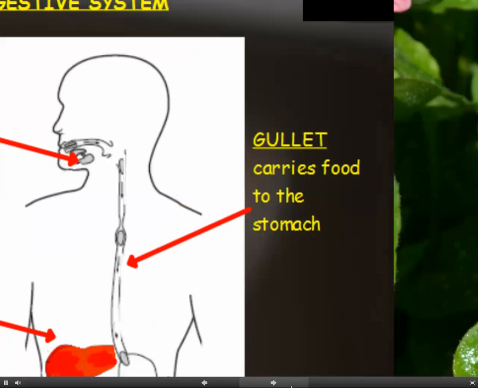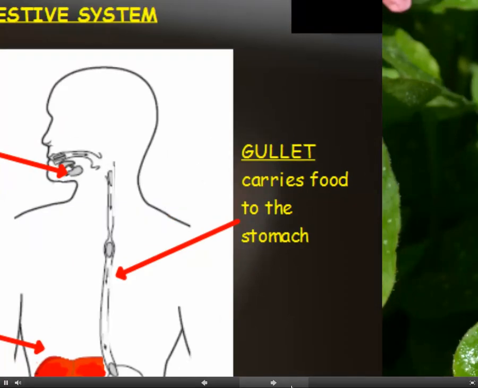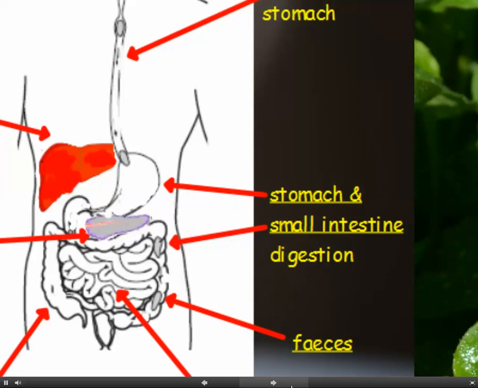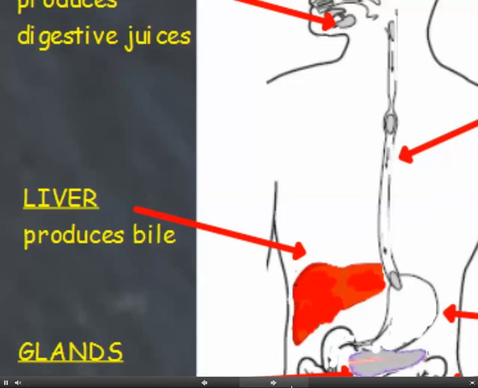The gullet carries food to the stomach. The stomach and the small intestine both carry out digestion, which means that they break large insoluble food molecules into smaller soluble food molecules. The liver produces bile, which is needed for fat digestion. We'll look at that in more detail later on.